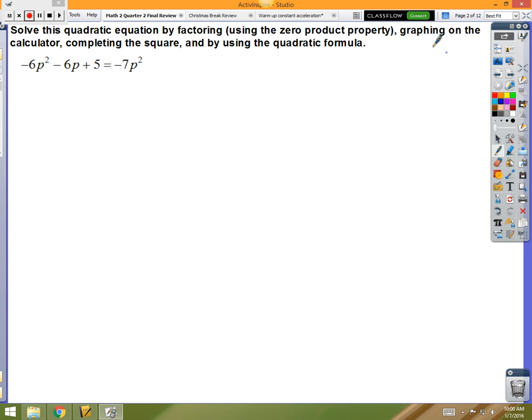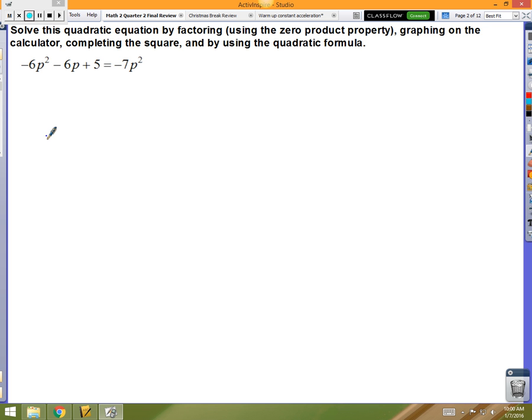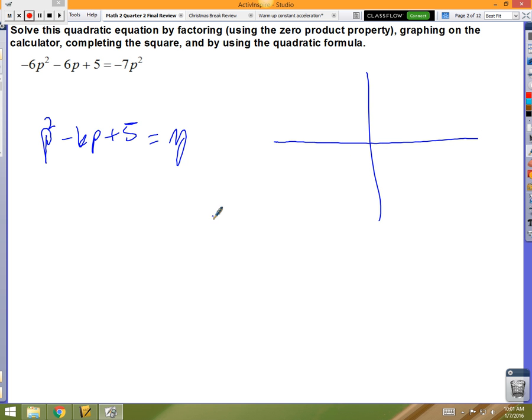So way number 2, do it on the calculator. Let's just use what we had. Let's use 1p squared minus 6p plus 5. That's what you got to type in. That's going to be the y. So if you type that in the graphing calculator, you're looking for where it crosses the y at 0. So turn your grid on, and it's going to cross right here at 1 and right here at 5. So you get the same answers, 1 and 5.